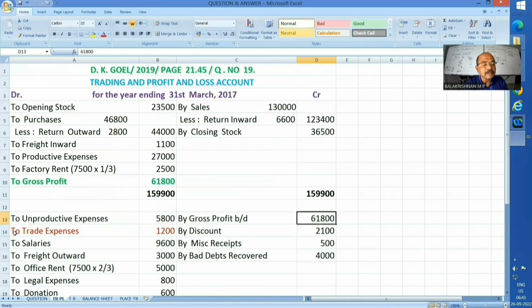Why I have shown these trade expenses in red is that most of my students have made the mistake of showing the trade expenses within the trading account. Please don't do that. Just because the word trade is there, it doesn't mean we have to accommodate it under the trading account. It's very much a sales related expense only, hence it has to come in the profit and loss account. Okay? And see, trading and profit and loss account for the year ending 31st March 2017, right? So these are all accounts, debited to and credited by.